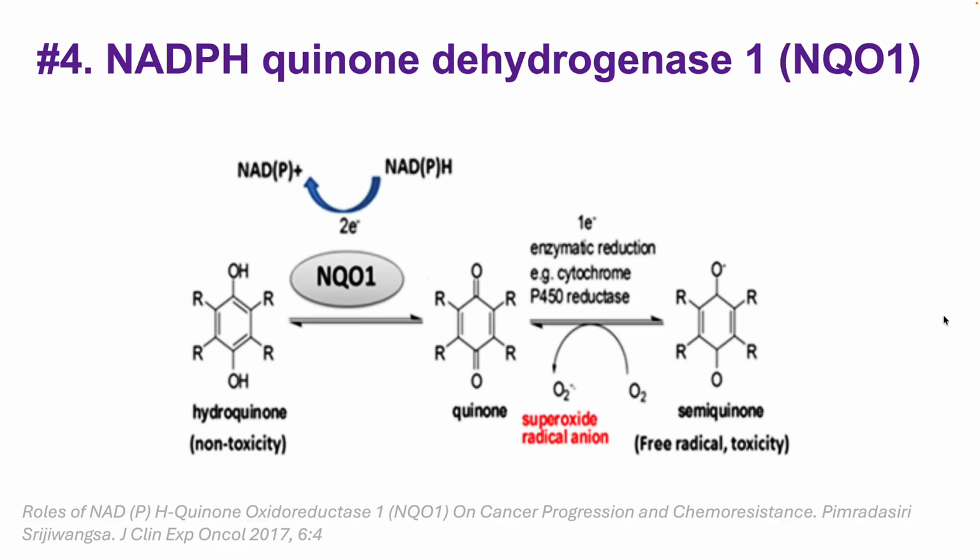Another enzyme reducing ubiquinone is NADPH quinone dehydrogenase 1. It is present in the cytoplasm and uses NADH or NADPH to reduce any quinones present. In doing so, it helps sustain intracellular levels of ubiquinol. Since it can directly scavenge superoxide radicals as well, it complements the activity of superoxide dismutase. Thus, it helps scavenge upstream rather than neutralizing reactive oxygen species after they are formed.